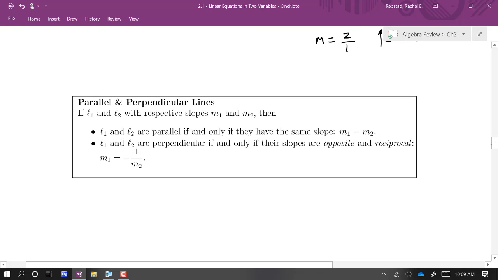If I have a couple of lines, L1 and L2, and they have their respective slopes, m1 and m2, those two lines are parallel if and only if their slopes are equal. So if they have the same slope, they'll be parallel. And they're perpendicular, meaning they cross at a right angle, if and only if their slopes are opposite and reciprocal. So m1 is -1 over m2, or another way to write this is that if you multiply the two slopes together, you get -1.